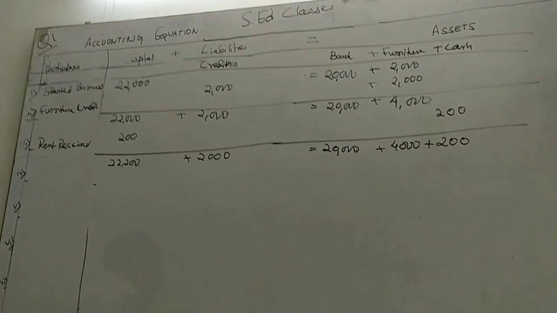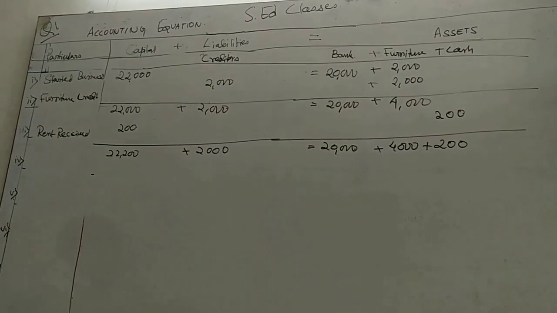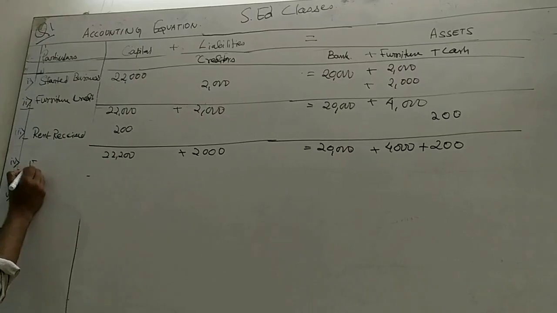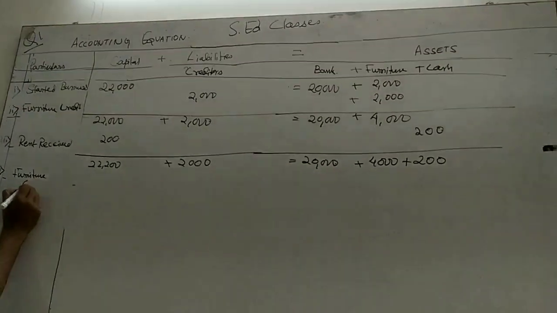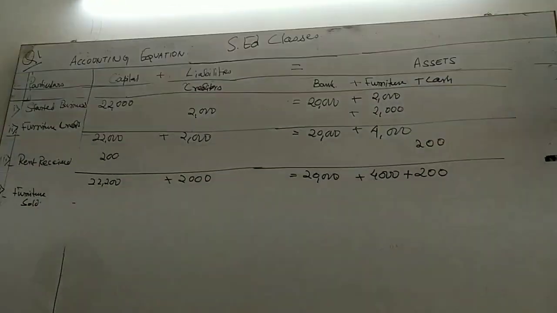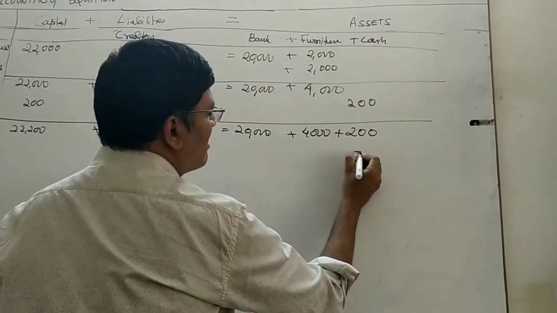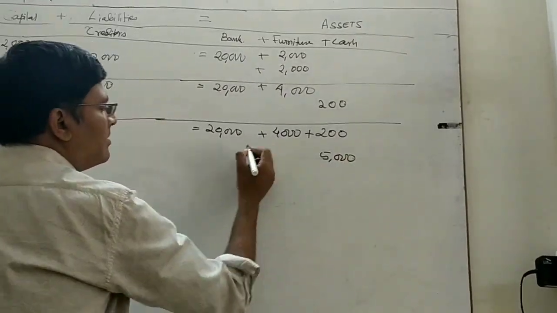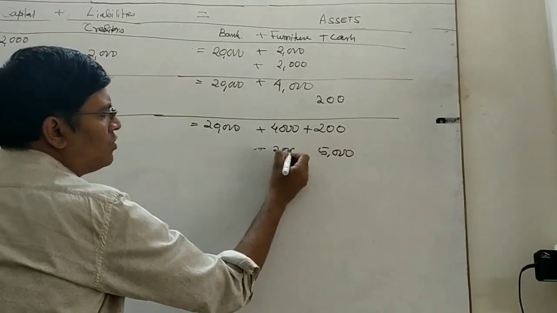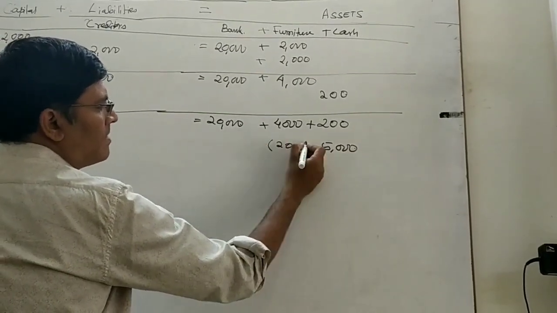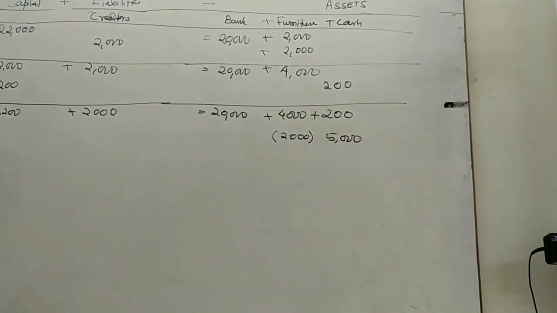Now number 4. Number 4 is sold furniture rupees 5,000, cost price 2,000, on credit to Ram. Furniture was his stock only, you can write stock in it. We sold the furniture for 5,000, so your cash has increased in the business by 5,000. The cost of the furniture was 2,000, so your furniture is reduced by 2,000. And as a profit, 3,000 rupees profit.